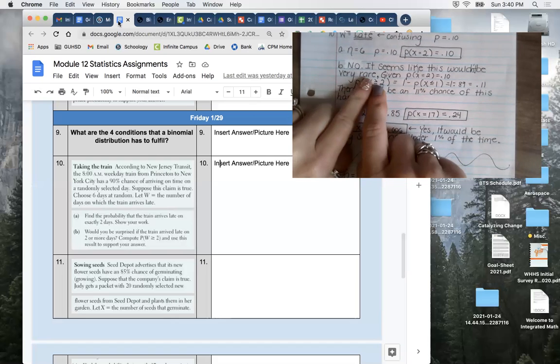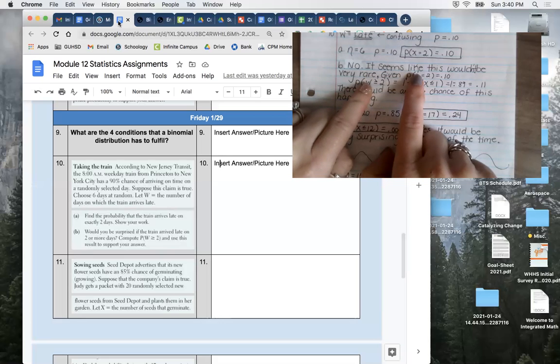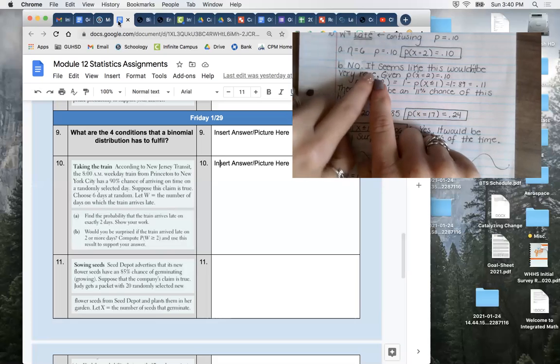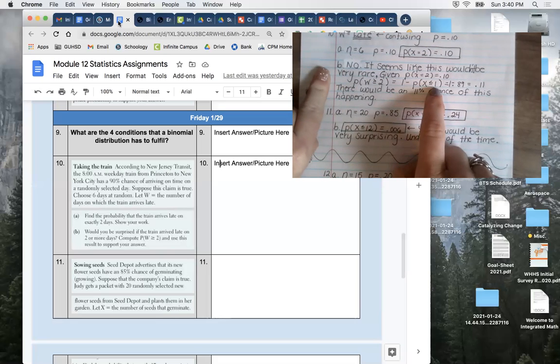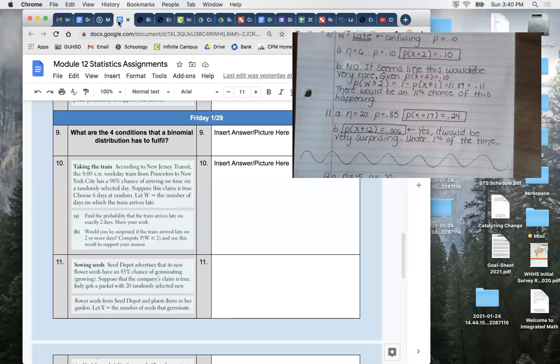To show you how I did this in my calculator, just to remind you, just like yesterday, if I want 2 and above, I get rid of 1 and below. Okay, 1 minus up to 1. So I get that 11%.